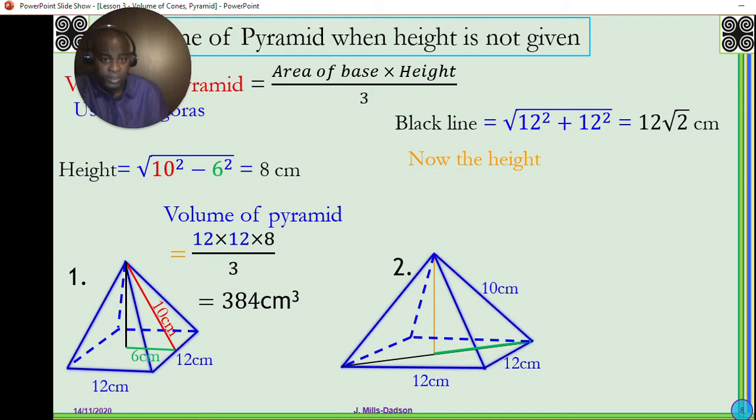Okay, so you see I've now formed a perpendicular height, and the yellow and the green and the blue make a right angle triangle. The green is half of 12 root 2.